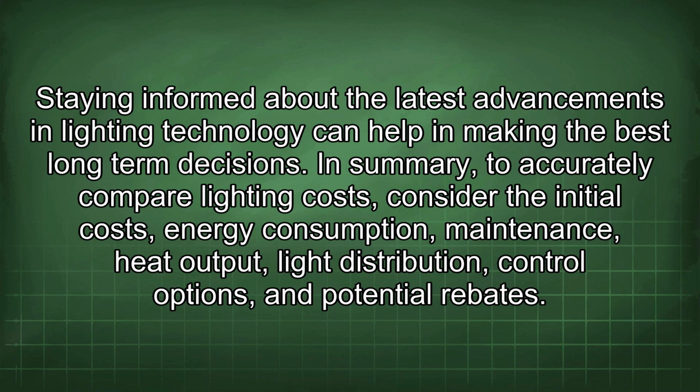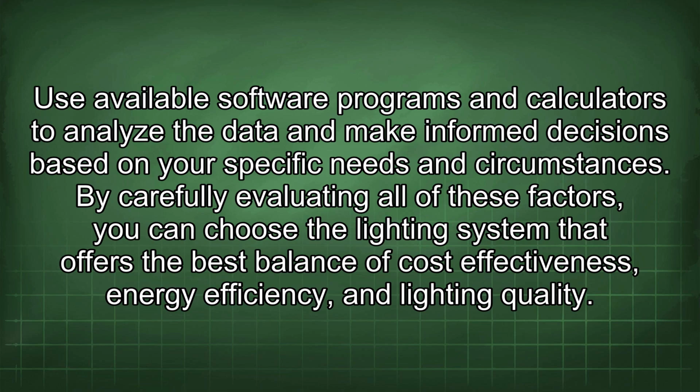In summary, to accurately compare lighting costs, consider the initial costs, energy consumption, maintenance, heat output, light distribution, control options, and potential rebates. Use available software programs and calculators to analyze the data and make informed decisions based on your specific needs and circumstances. By carefully evaluating all of these factors, you can choose the lighting system that offers the best balance of cost effectiveness, energy efficiency, and lighting quality.